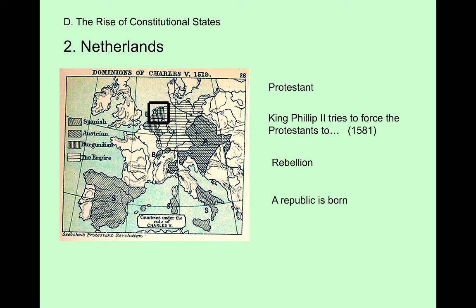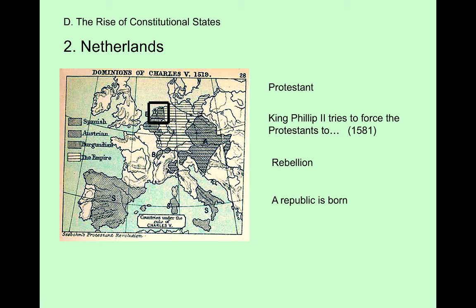The next government we're going to talk about that's a constitutional state is the Netherlands. The Netherlands had previously been part of Spain. We had talked about that in a previous lecture. And the Netherlands decide they're a Protestant country, and they are owned by the Spanish, and the Spanish are Catholic. The Protestants in the Netherlands are afraid that the Spanish king is going to make them be Catholic, and they don't want that to happen. Plus, they're angry at being controlled by the Spanish, who are a long ways away, and so the Protestants in the Netherlands rebel in 1581.